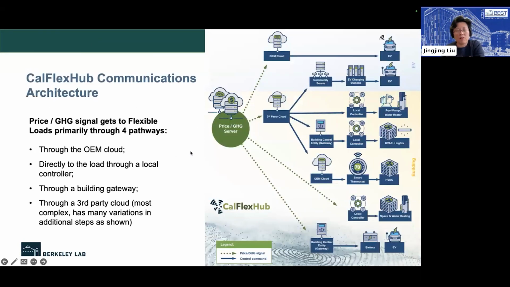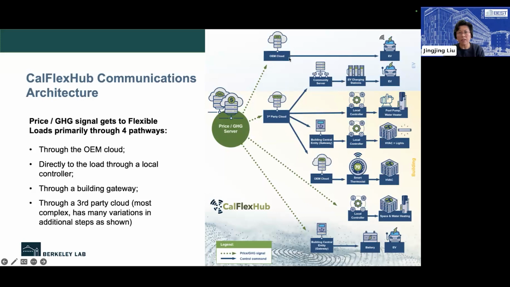So in each of those CalFlex Hub projects, the project has its own solution in terms of how to get the dynamic price signal from our test server, and also converting that price signal into control commands that can be sent ultimately to the load flexible devices that are consuming the energy. For each of those project solutions, we have summarized them into those 4 general categories, as you can see in the diagram. A couple of those categories of solutions involve using a cloud.